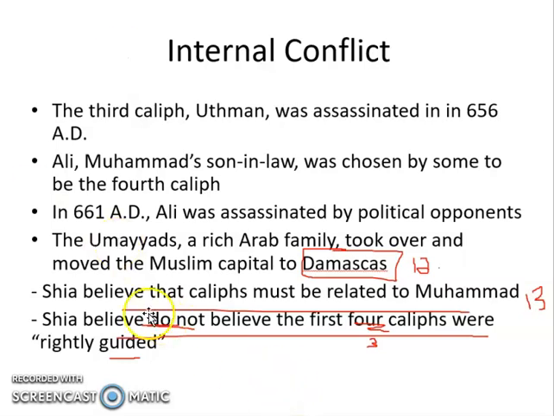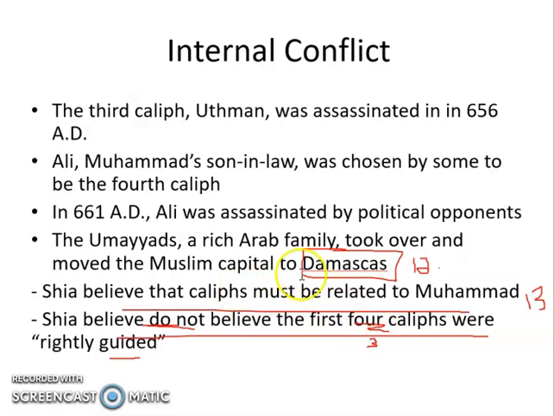The Shia were one group, they're called the Party of Ali. They believe that the first three caliphs were not rightly guided. They were not the right leaders. They believe that the caliphs must be related to Muhammad, in fact. And so being related to Muhammad was a key thing, okay?